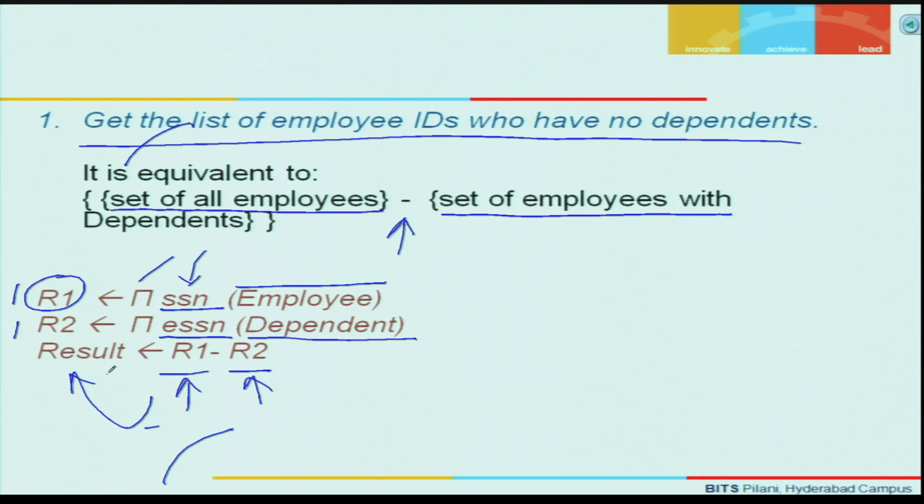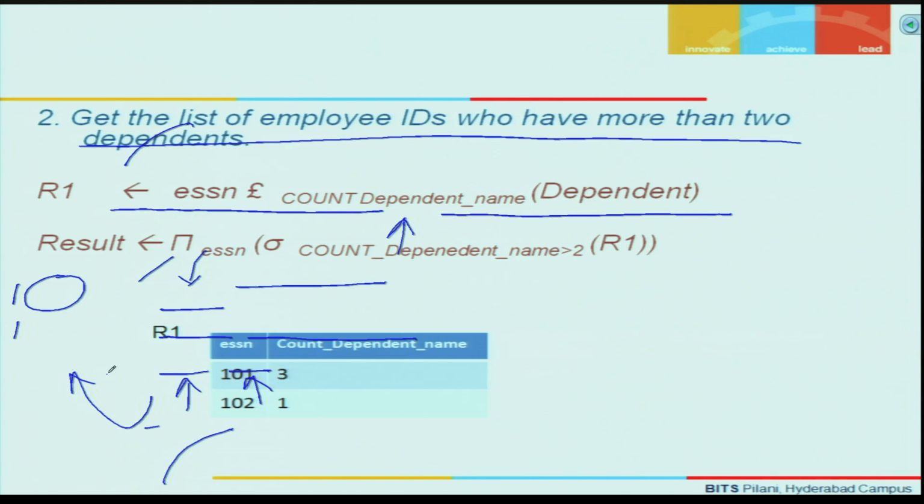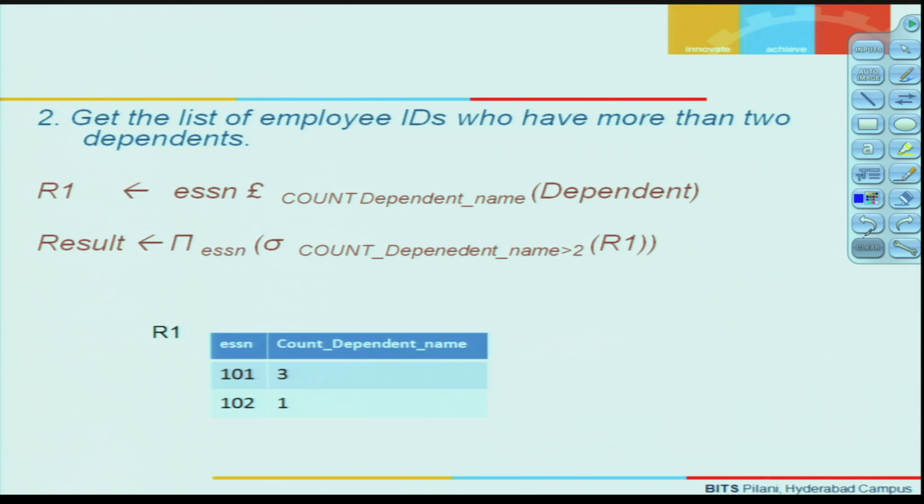So that is why first clearly understand the requirement, then figure out what relations from the database need to be accessed, then decide upon what operations need to be performed, and then in what order. That is very, very important. The next one is, get the list of employee IDs who have more than 2 dependents. Here, it is a complex query, I need to apply the grouping operation. Go to the dependent table.